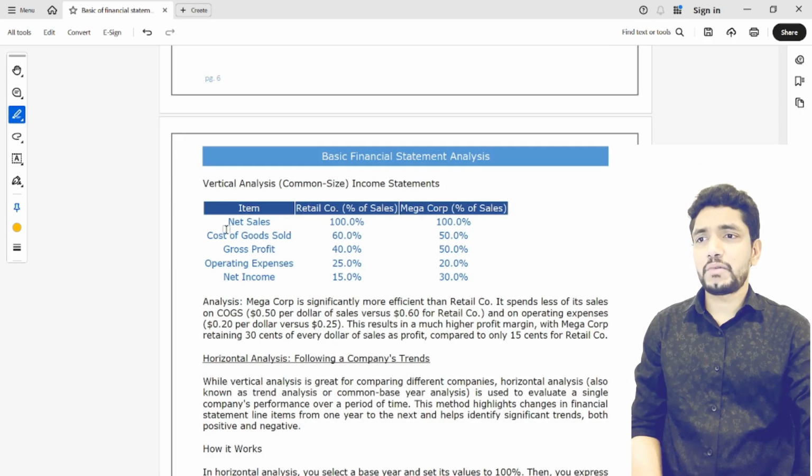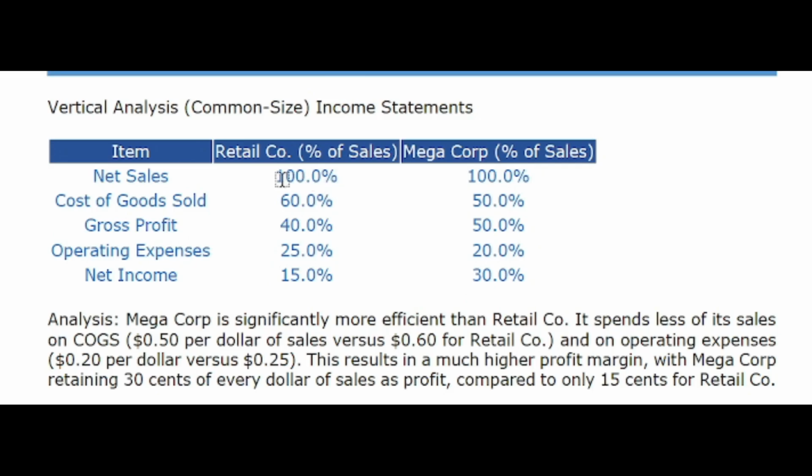Now you can see the performance here. The net sales is considered as 100%. When it comes to cost of goods sold, in Retail Co, the first company, it is 60% of net sales, but in the second company, it is 50% of net sales. That means this company is doing better. At the same time, the gross profit is 40% for this company and 50% for this one. So this is doing better.